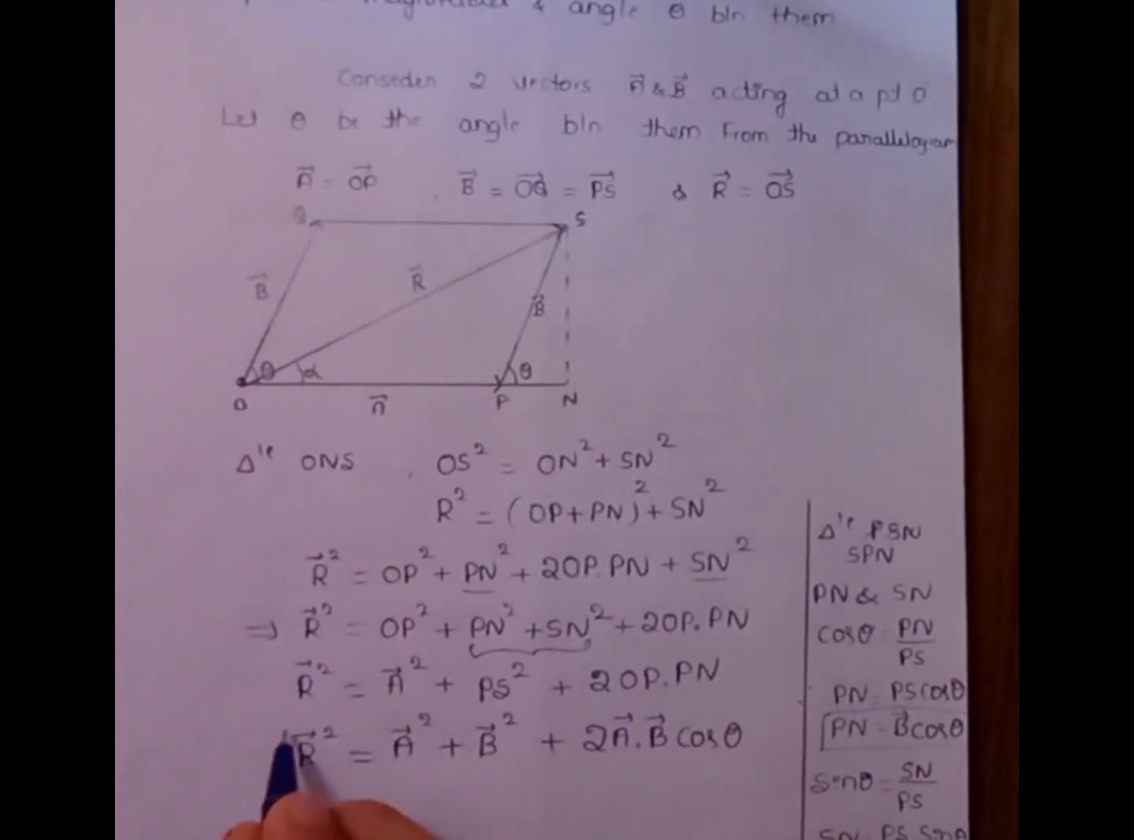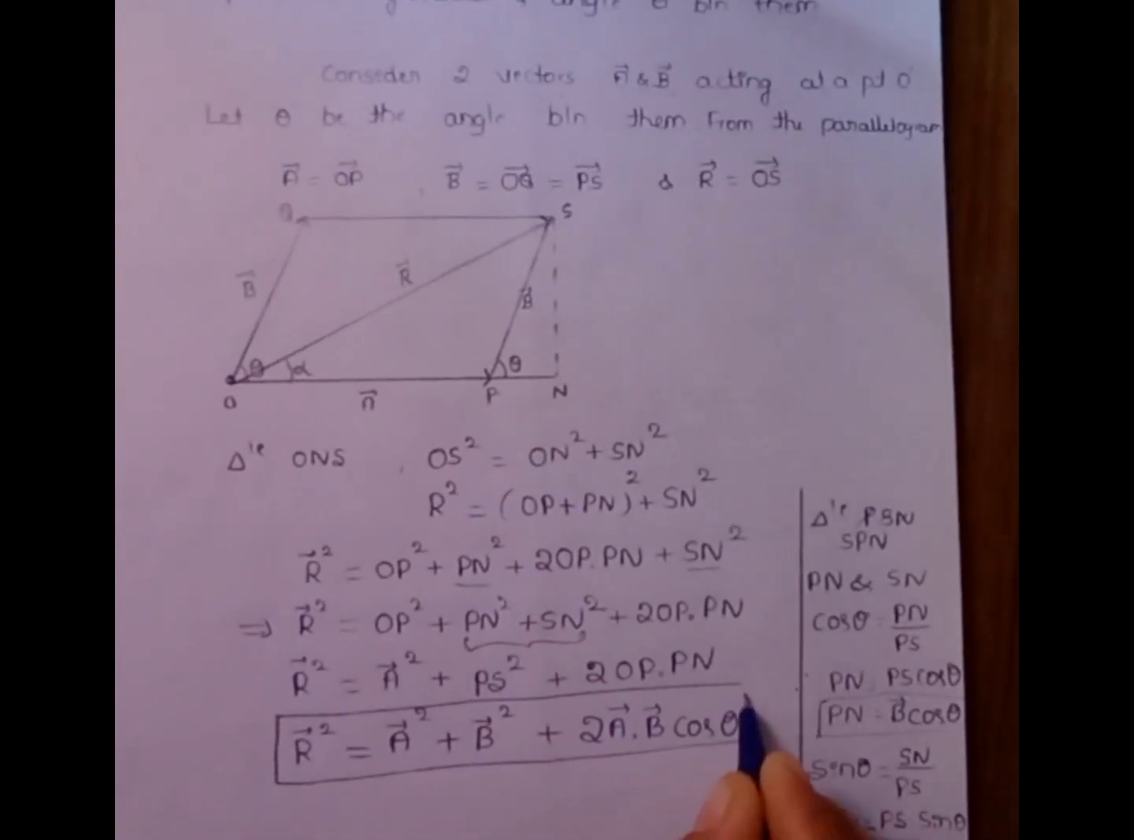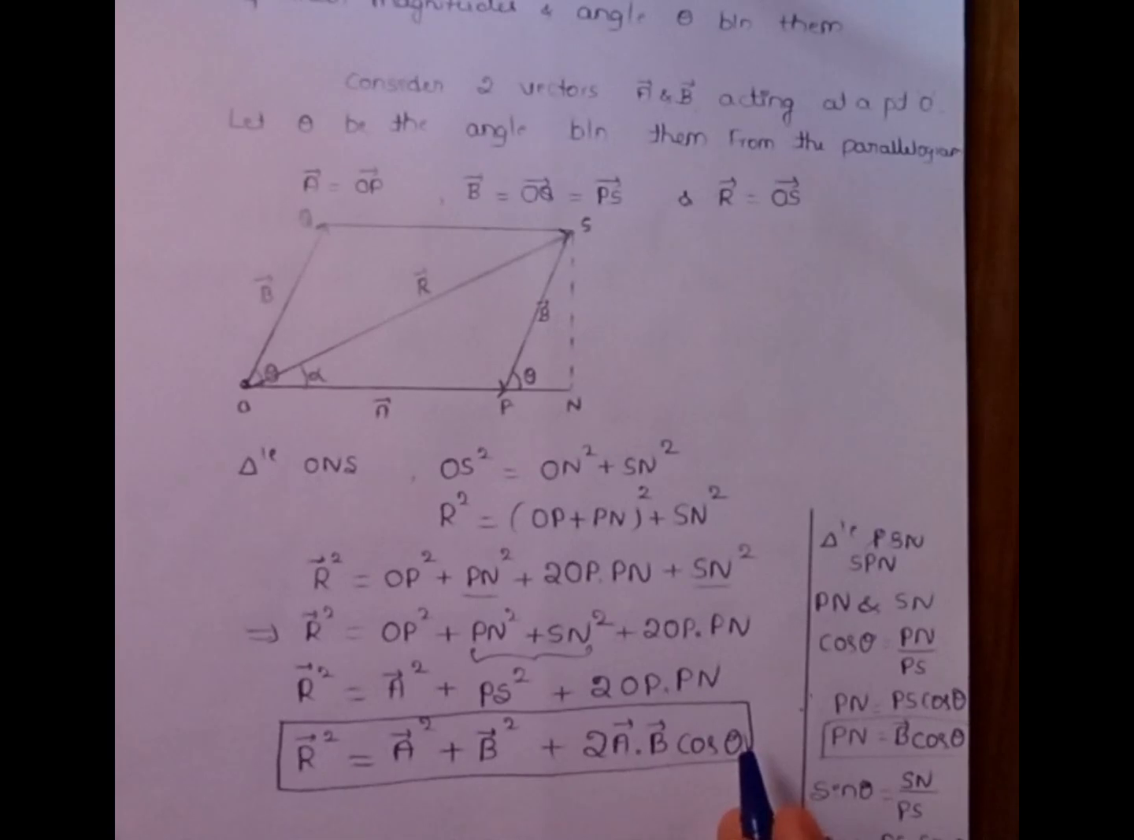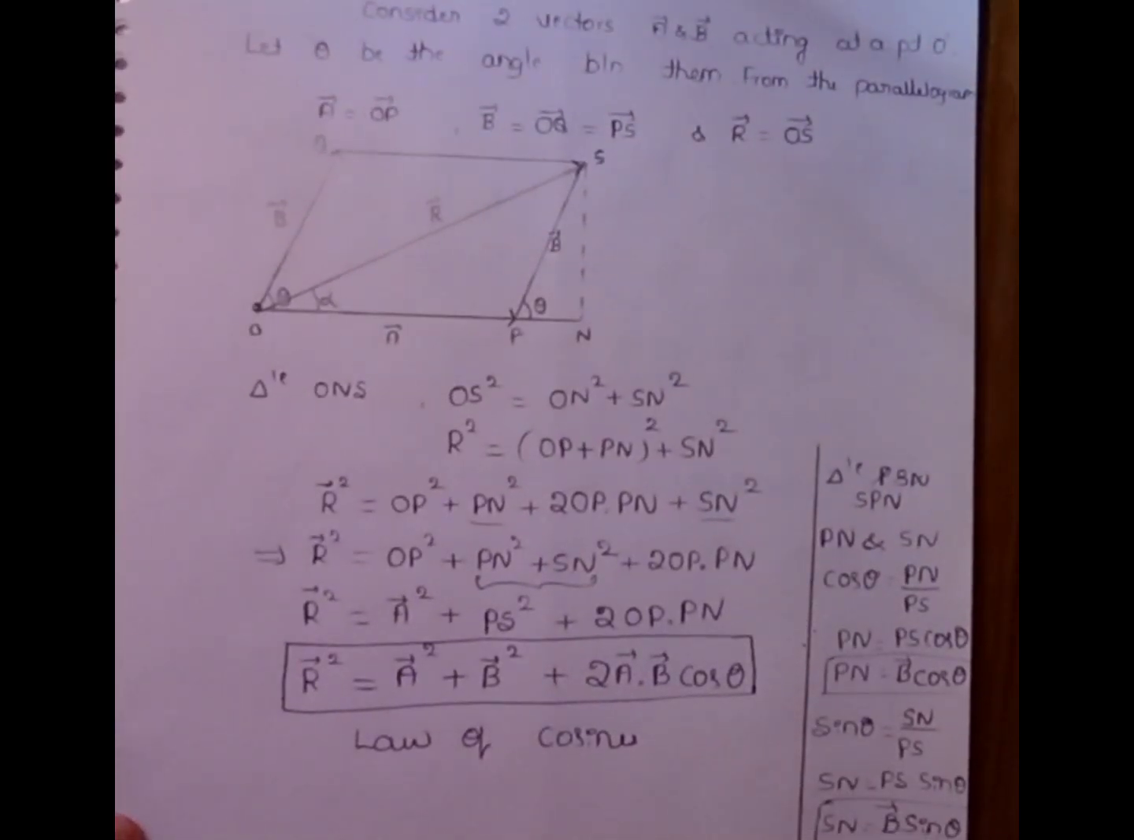This one is the expression for the resultant of two vectors A and B in terms of their magnitudes and the angle theta between them. This is called the law of cosine. It is called the law of cosine.